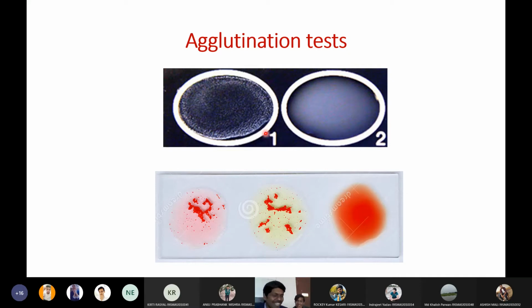So anyway, listen. Precipitation reactions and agglutination reactions. Now you know the clear difference between how a precipitation reaction looks and how an agglutination reaction looks, right? So this is the major difference between agglutination and precipitation reactions. So this is all about the agglutination test.